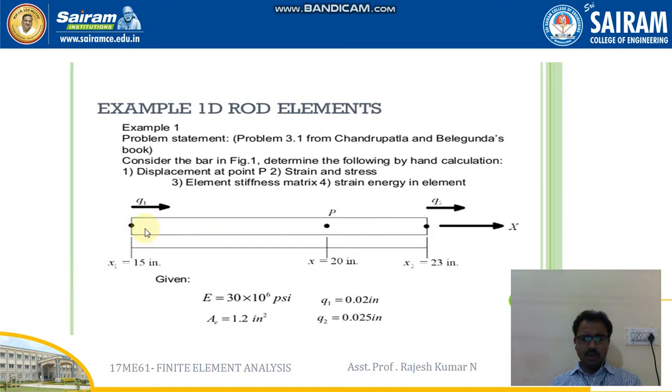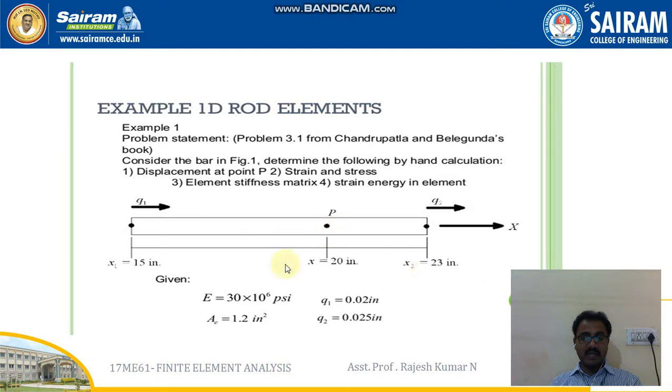In the usual problems, the dimensioning starts from the left hand corner, but here for a change we have x1, x2 and x, where the starting point itself is at a distance of 15 inches and the ending point x2 is 23 inches. They are asking us to find the displacement at some point in between x1 and x2. That distance they have denoted as x. So the values given at the first point, that is node 1 and node 2, are 15 inches and 23 inches.